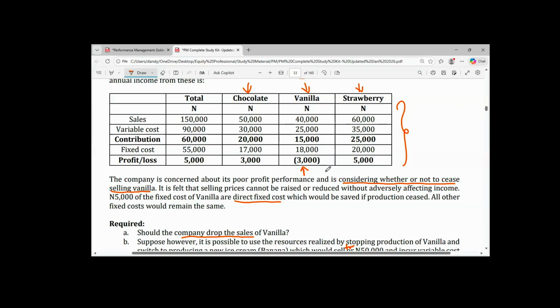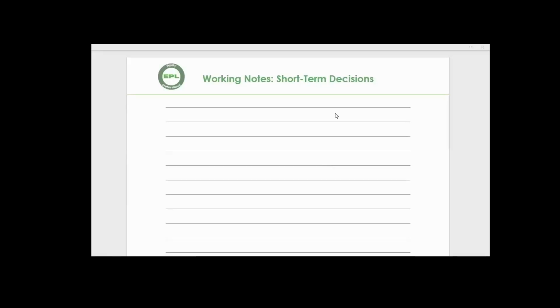Therefore, let's stop sharing this and then move to the working notes. This is the solution. So, illustration 1, page 32. The name of the company is Adigboluja.